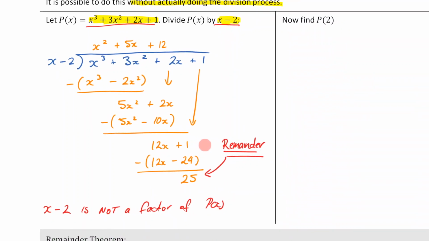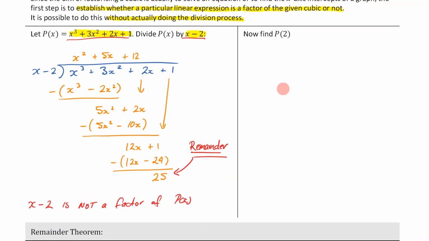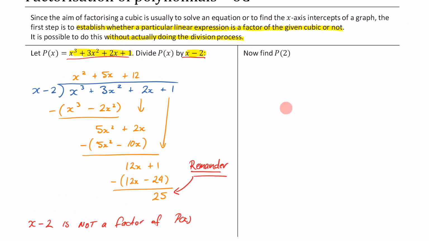Okay, so as you can see, it's a bit of a long process to determine whether or not something is a factor of something else, because you have to do polynomial long division. Well, this is where this last sentence comes into play. It says it is possible to do this without actually doing the division process. So we can determine whether or not something is a factor of something else without doing polynomial long division. And now we're going to learn how to do that.